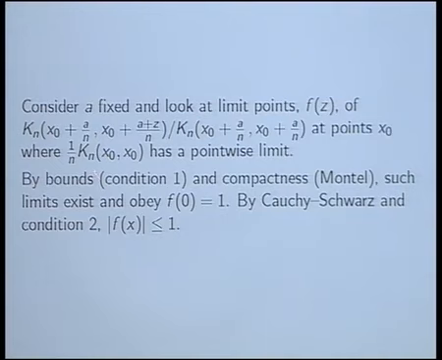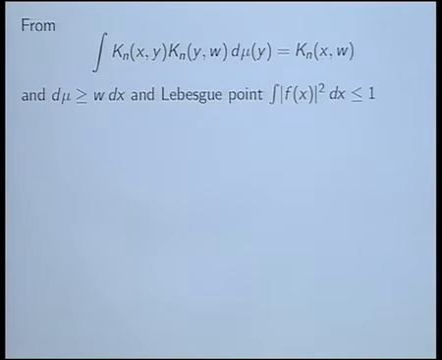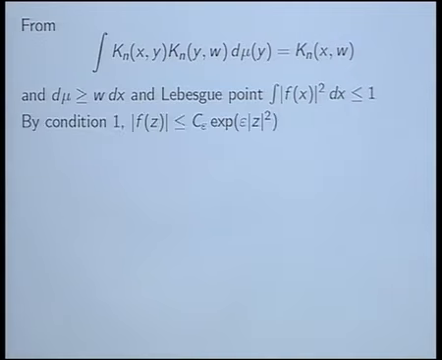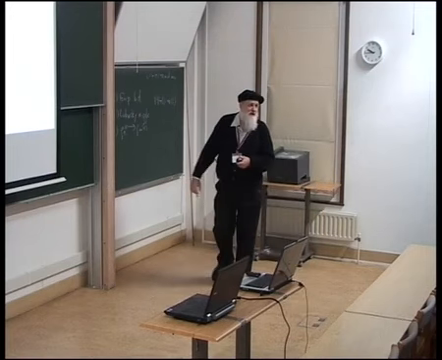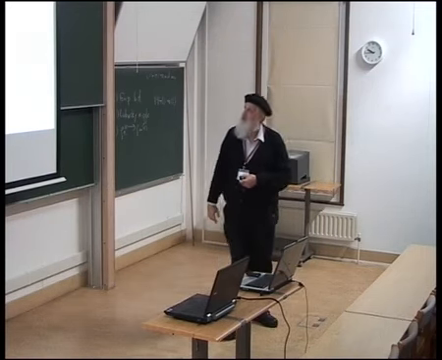By Cauchy-Schwarz, you get that f is bounded on the real axis. The fact that the reproducing kernel obeys this estimate, and that w is a Lebesgue point, and you can drop the singular thing, actually lets you get this L2 condition. Condition 1, which was this exponential bound, gives you the exponential bound on the limit.